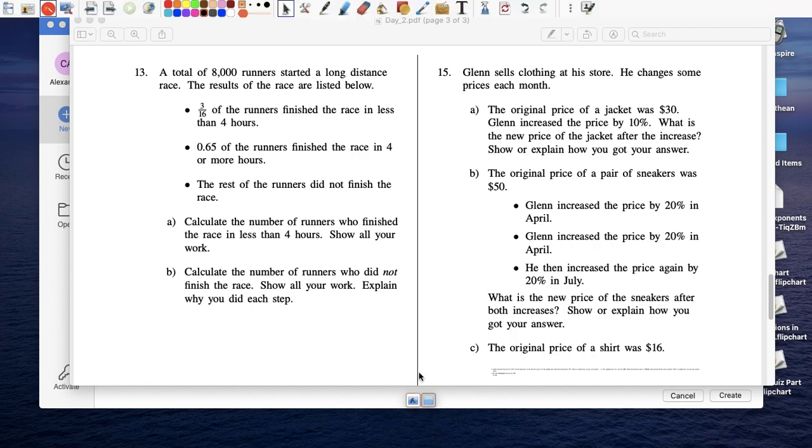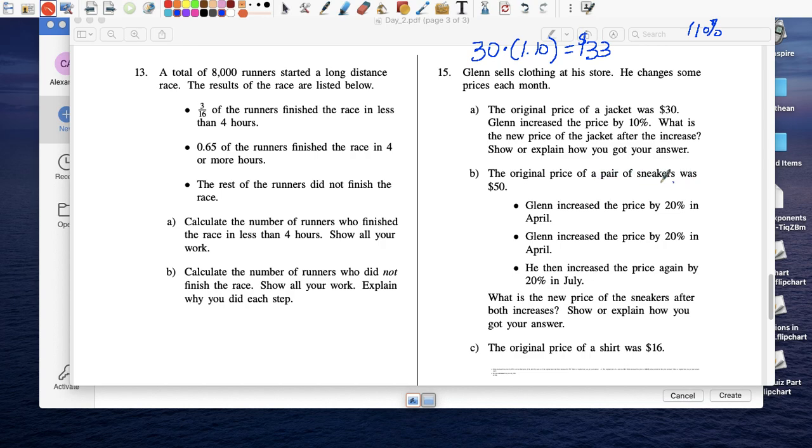All right, 15. The original price of the jacket was 30. Glenn sells clothing at his store. The original price of the jacket was 30. He increased the price by 10%. What is the new price of the jacket after the increase? Explain how you got the answer. All right, so here is the price of the jacket times an increase. Remember, if it's an increase of 10%, we're going to multiply by 1.10, which is 100 plus 10, 110%. Change that to a decimal, we get 1.10. So 30 times 1.10 gives you 33. So there's the price of the jacket after a 10% increase.